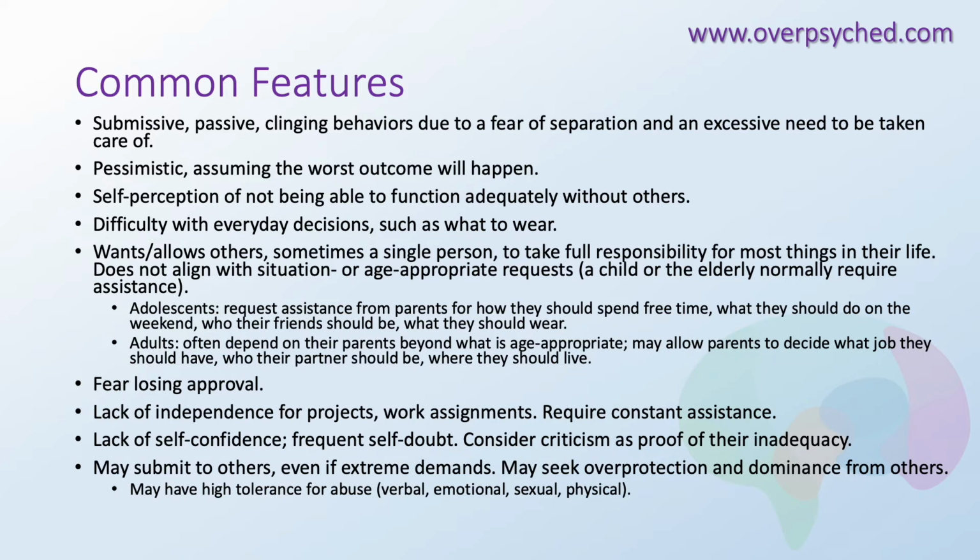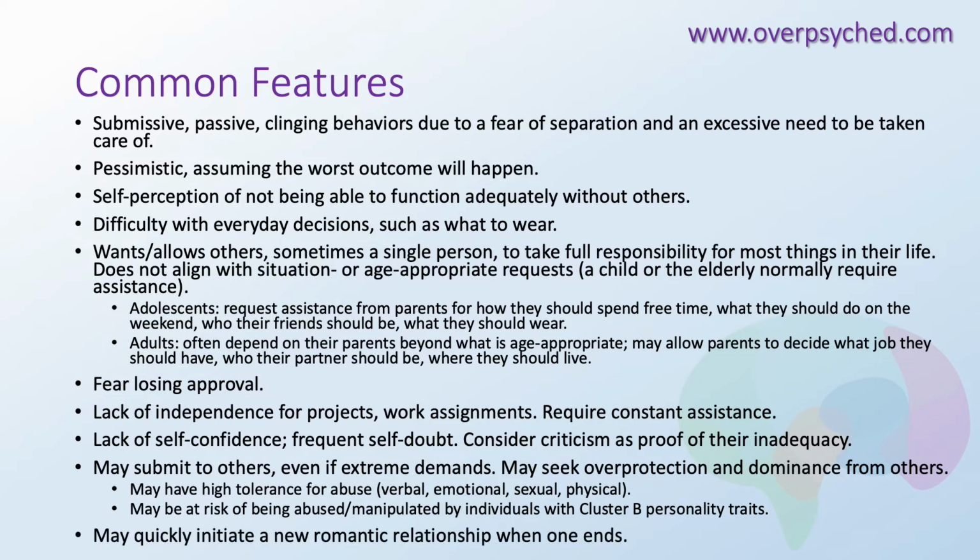And because of this submission to others, individuals with dependent personality disorder may be at risk of being abused or manipulated by individuals with cluster B personality traits. For example, an individual with dependent personality disorder may be at risk if they are in a relationship with someone with antisocial personality disorder or narcissistic personality disorder. And speaking of relationships, individuals with dependent personality disorder may quickly initiate a new romantic relationship when one ends.